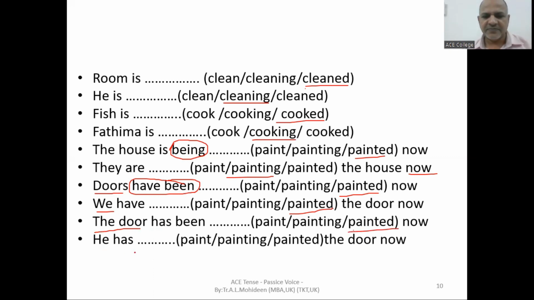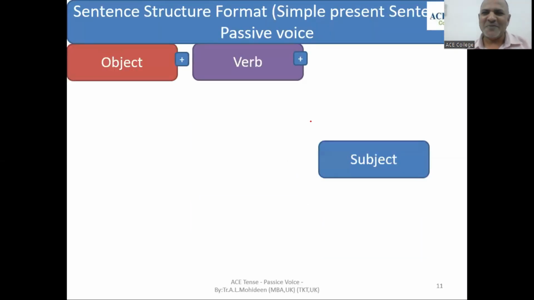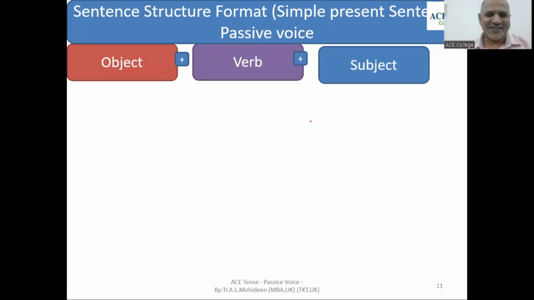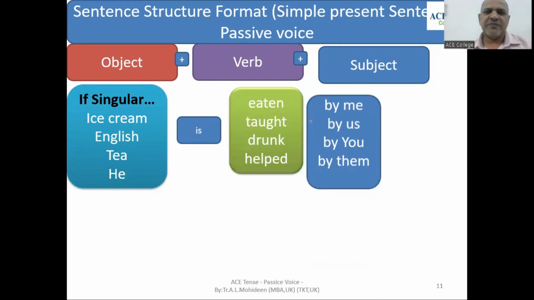He has painted the door now. Okay. So this is the grammar exercise that you have to remember. When you study at the time, it will be confusing. Now it's clear. So you have to remember object, is, and fifth form.